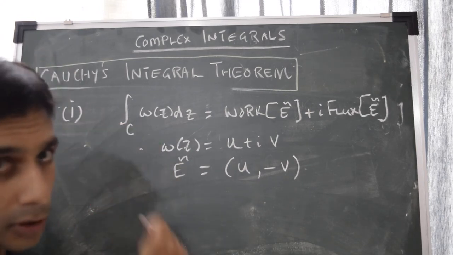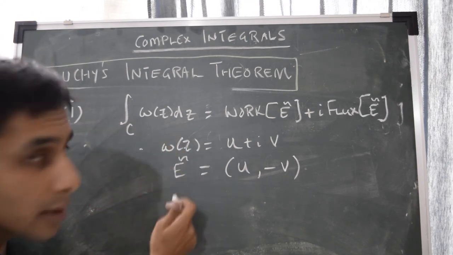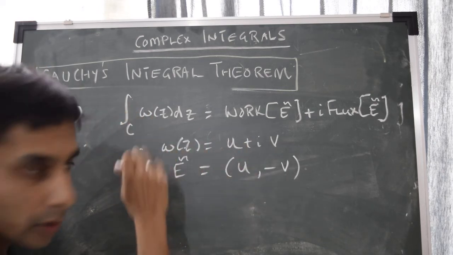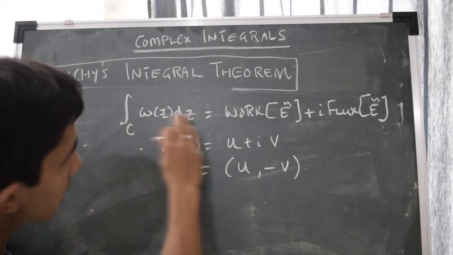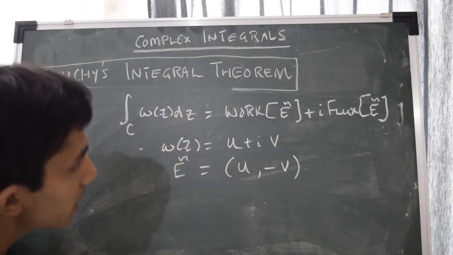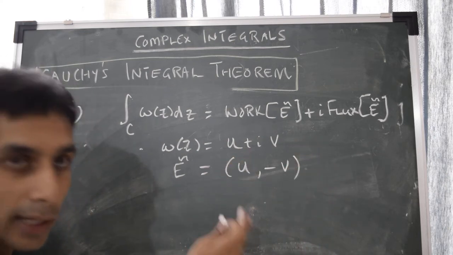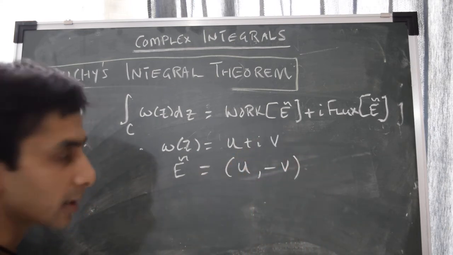So this is the first step, that the complex integral along some path C, we haven't yet focused on closed contours, we'll do that in the next step, but along any path C in the complex plane can be written as the work done along that path and the flux through that curve of a dual vector field E tilde.